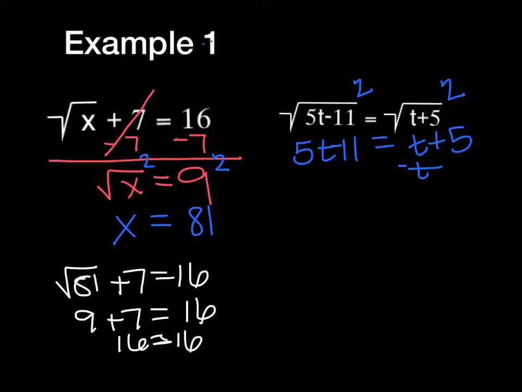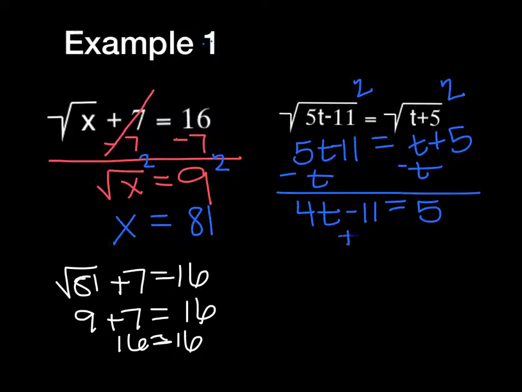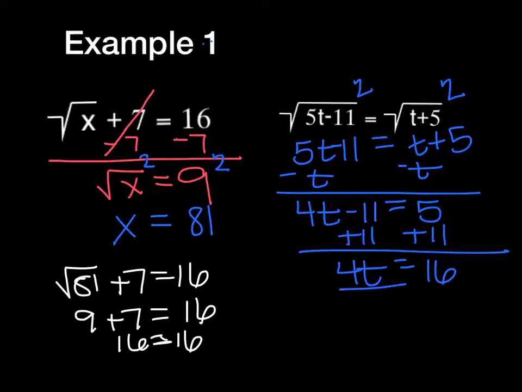I am going to subtract t on both sides because I like to have a positive coefficient in front of my variable. So I get 4t minus 11 is equal to 5. Then I am going to add 11 on both sides, and I'm going to get 4t is equal to 16. Divide both sides by 4, so I get t is equal to 4.